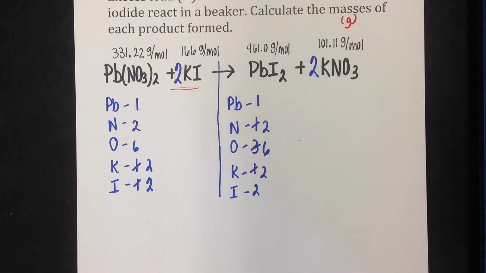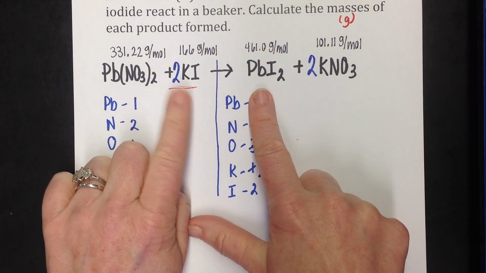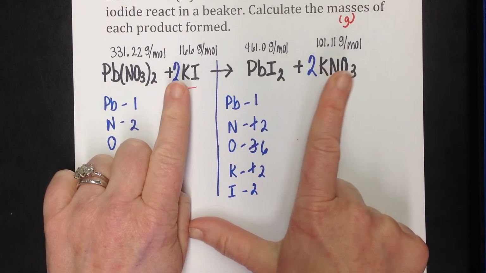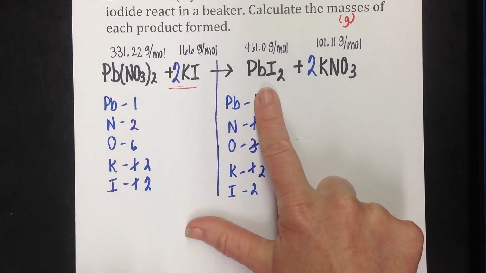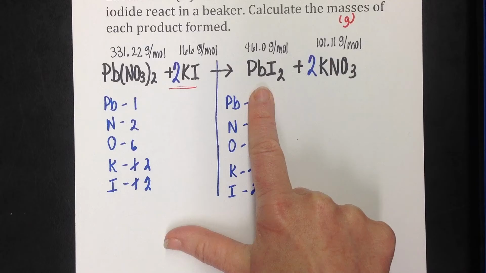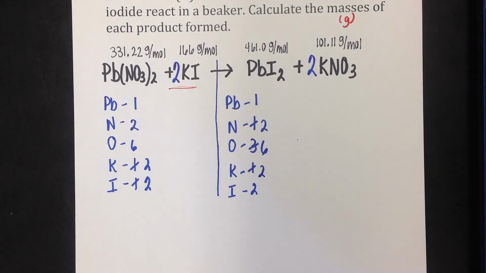So this time I'm going to have 2 different ratios I'm working with. I'm going to work with a ratio between these 2, which is a 2 to 1. And then I'm going to work with a ratio between these 2, which is a 2 to 2. So we're going to start with this. We're going to solve for the lead 2 iodide first. So this is the first one I'm going for.